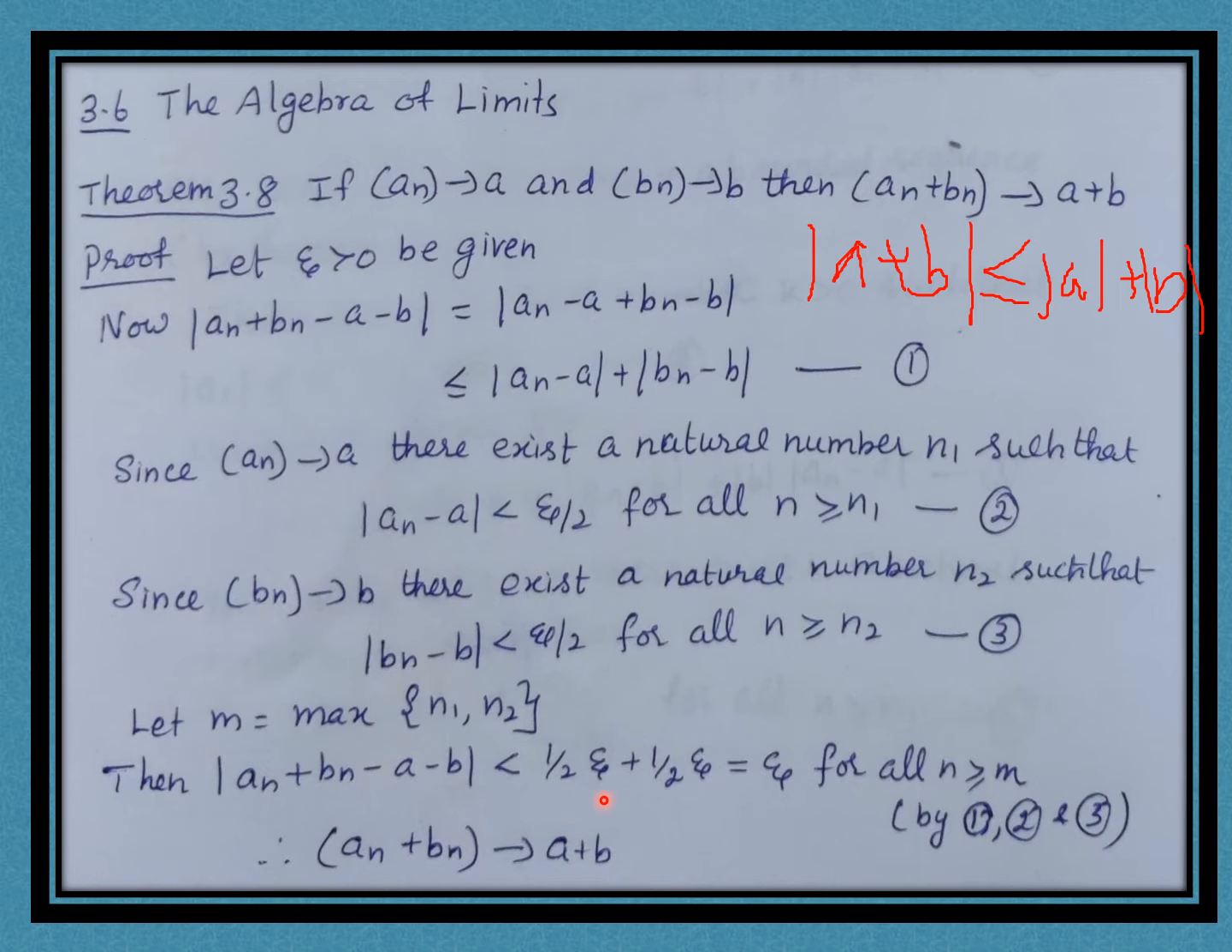So, we have chosen epsilon greater than 0. Therefore, epsilon by 2 is also greater than 0. Therefore, when we add, we get this epsilon. In order to get this epsilon here, we have taken this as epsilon by 2 and epsilon by 2. Hence, by the hypothesis, we have proved that sequence an plus bn converges to a plus b.